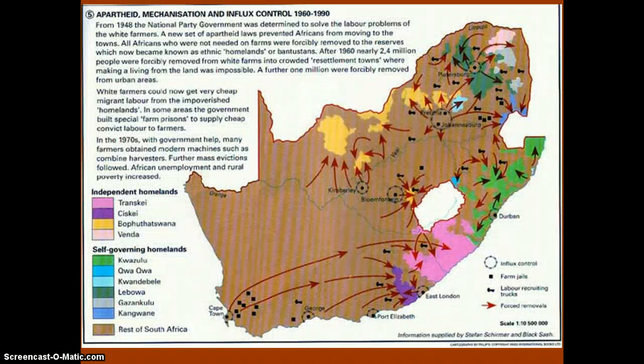And this is a map of the apartheid, where you can see your various pockets of forced removals and where people were pushed into.